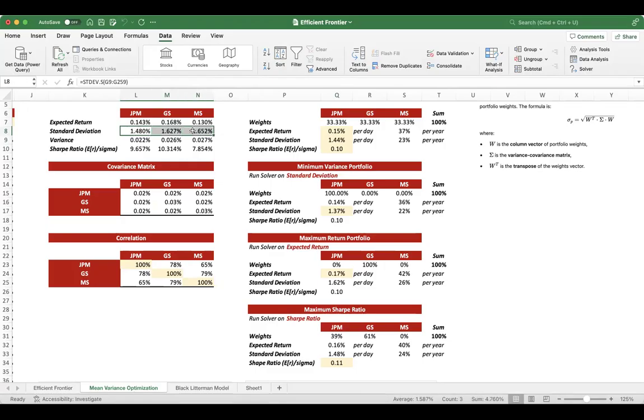So if we want to build a portfolio with the lowest risk possible, we'll invest all our money into JP Morgan. Please tell me, is this clear or not? How did we arrive at the minimum variance portfolio? Is this clear or not?